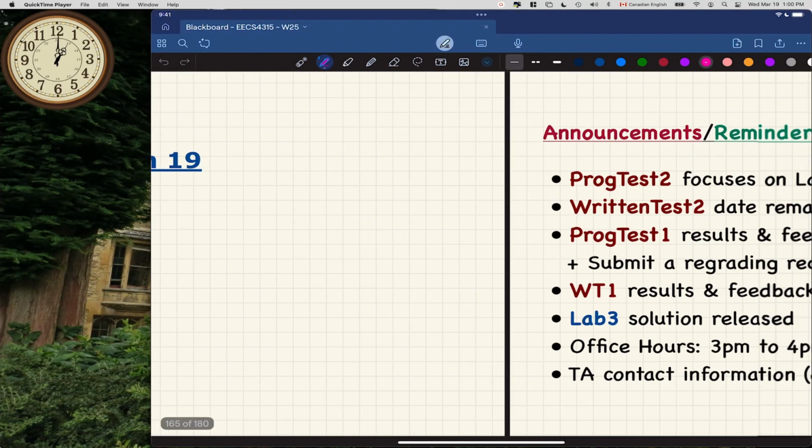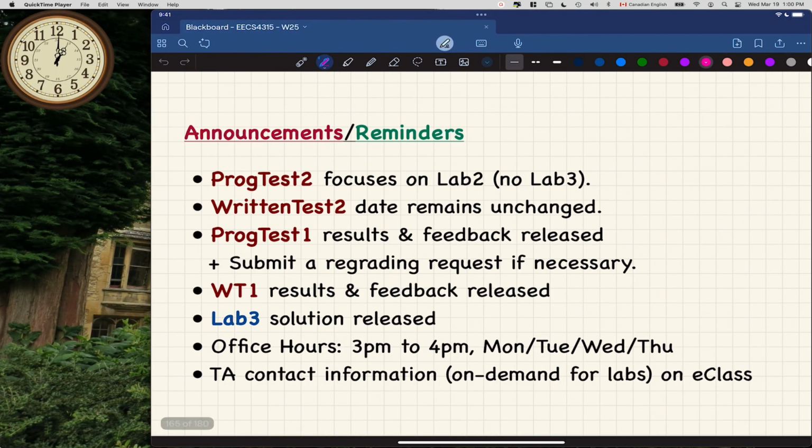Let's review some quick announcements here, which are already on the e-class. Your programming test number 2 is tomorrow. Don't worry about lab 3. Only worry about lab 2. Okay? You just need to worry about algorithm and also post-condition. For your written test number 2, the day remains unchanged. So you can look at the semester calendar, just the same day, right? So we cannot really shift that by 1 week.